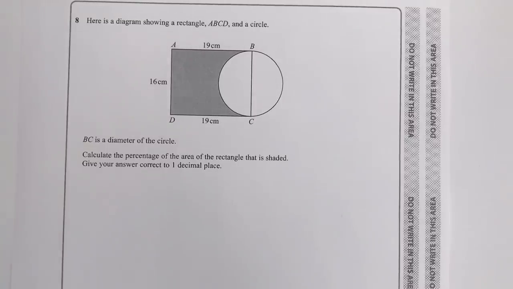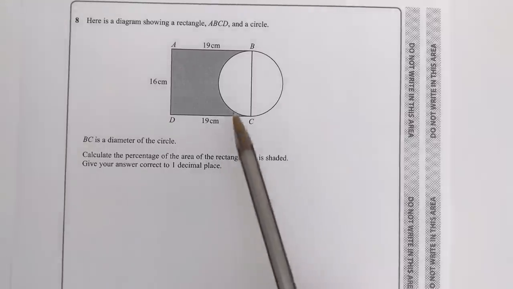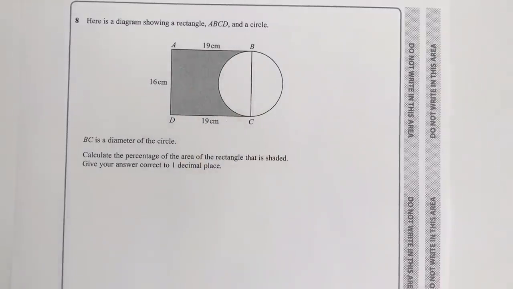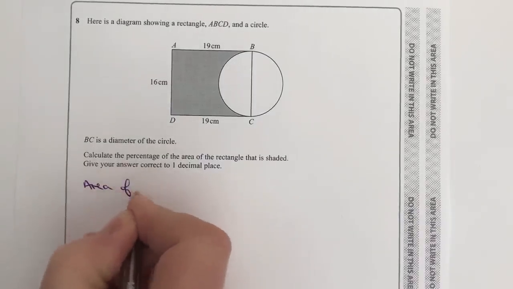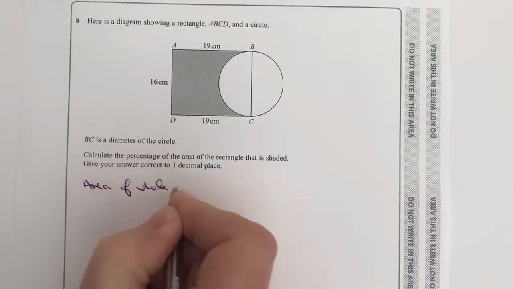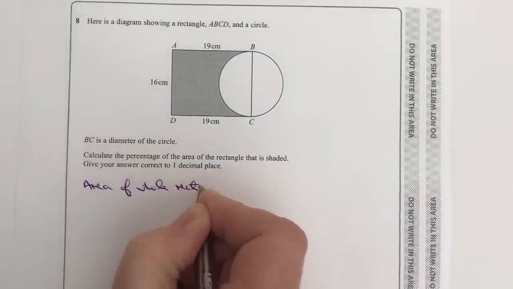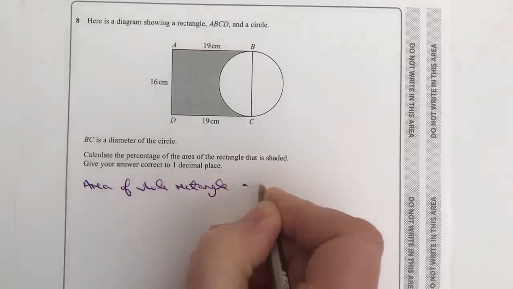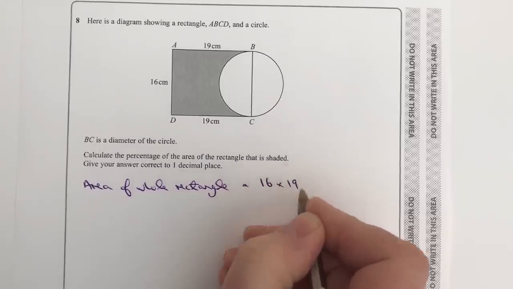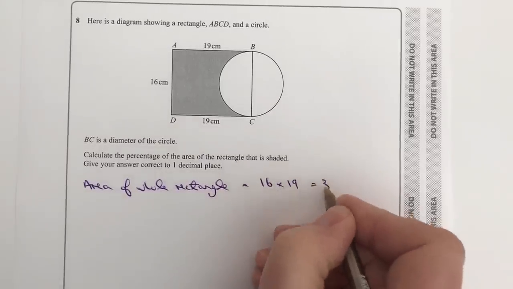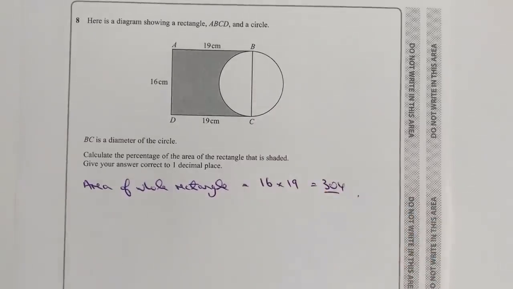Okay, well, let's imagine that you've got a full rectangle. So the area of the whole rectangle is going to be equal to 19 or 16 times 19, which is going to be 304. Okay, so if it was a whole rectangle, it would be 304 centimeters squared.